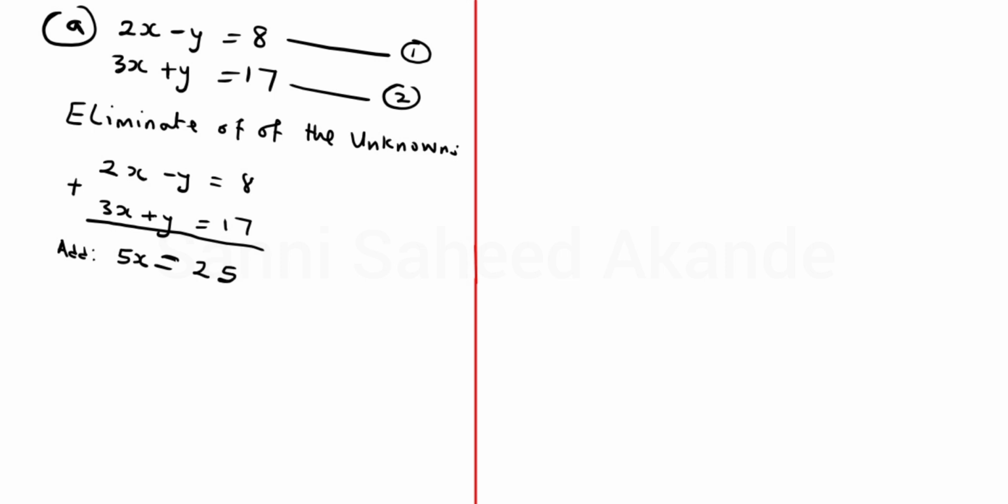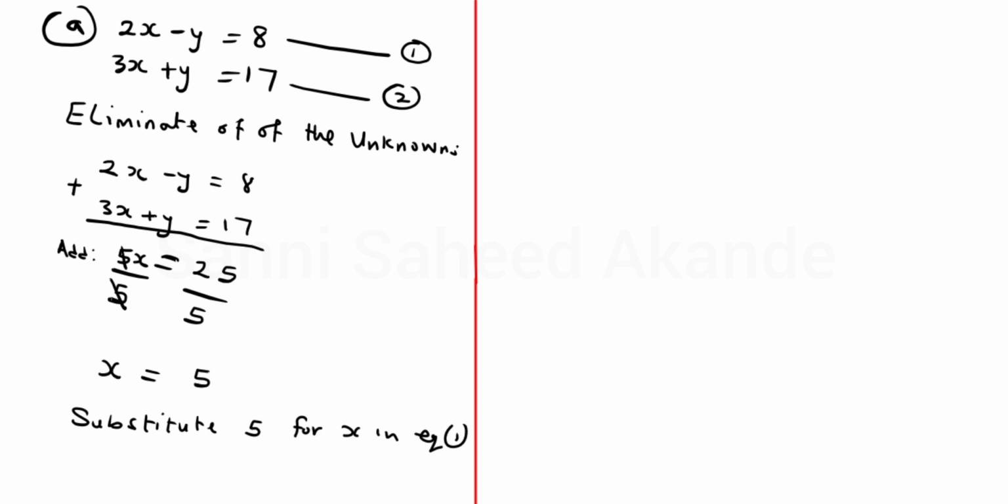Okay, to get the value of x now, we divide both sides by 5. 5 cancel 5. We have x left here equal to 25 divided by 5, which gives us 5. Understood? So the value of x now is 5. Now let's substitute 5 for x in equation 1 so that we can get the value of y as well. So I'm going to write substitute 5 for x in equation 1.